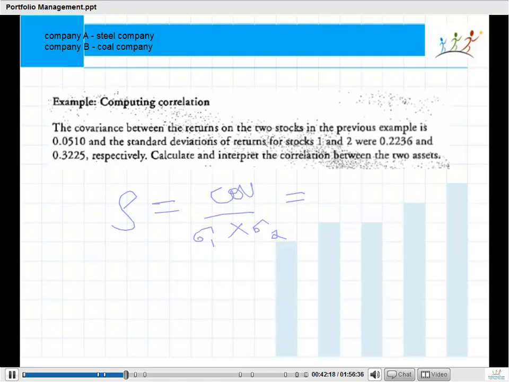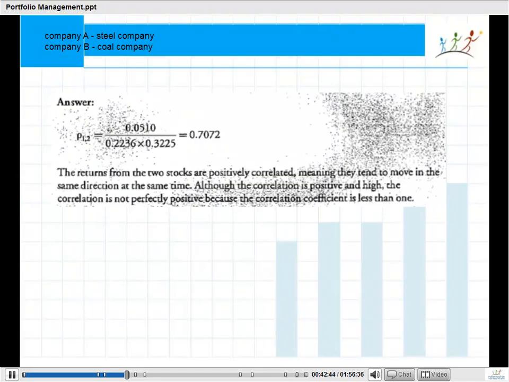Correlation is equal to covariance upon the standard deviation of one multiplied by the standard deviation of the second. So the covariance between the two assets is, remember, 0.051 or 5.1% divided by the product of the standard deviations, or 0.2236 multiplied by 0.3225. So it comes out to be equal to 0.7072. So a correlation number greater than 70% can normally be said to be a high correlation.